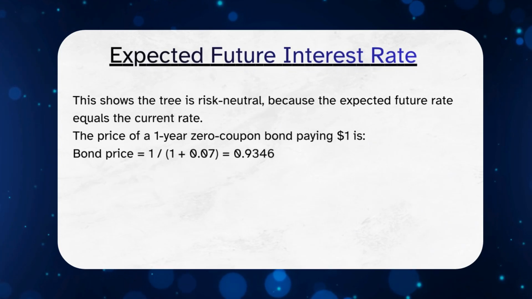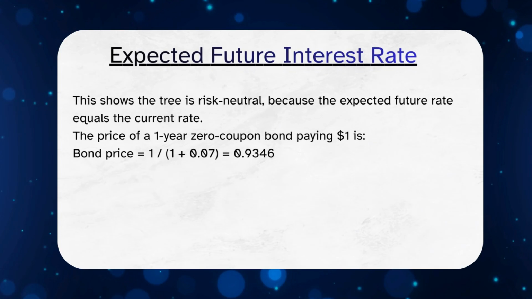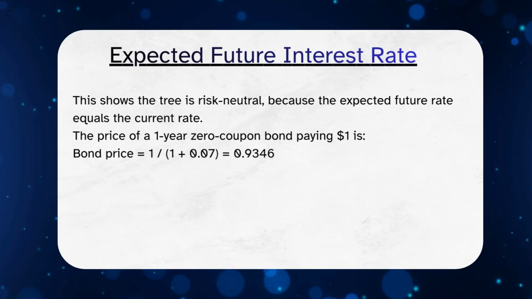Now we can price a 1-year zero coupon bond that pays $1 at maturity. The price is 1 divided by 1 plus 0.07, which equals 0.9346.